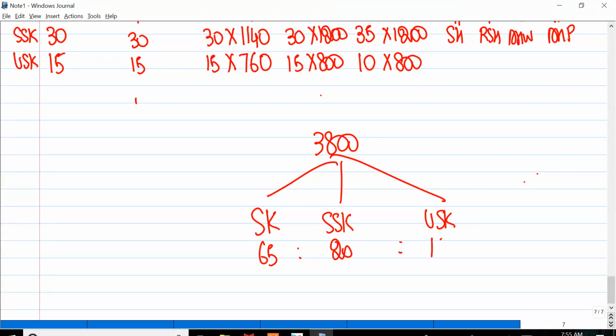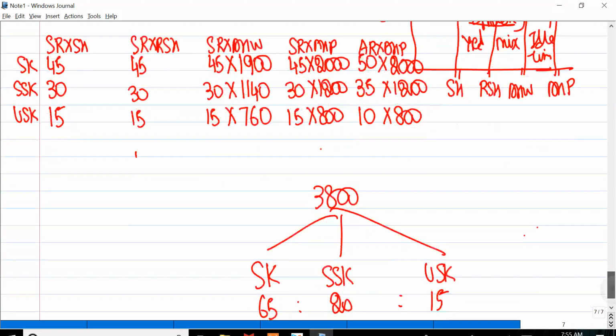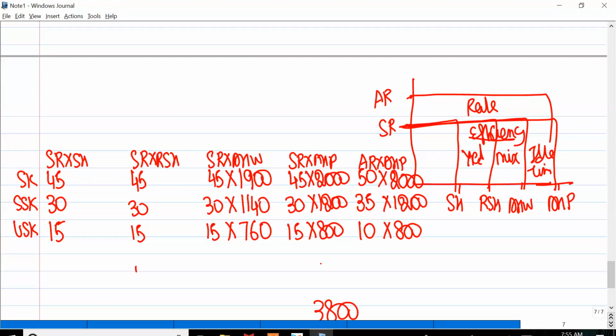65:20:15. How much is the first one? Skilled is 2470, semi-skilled 760 and unskilled 570. You will need calculation for two items in most of the questions, RSH and SH.